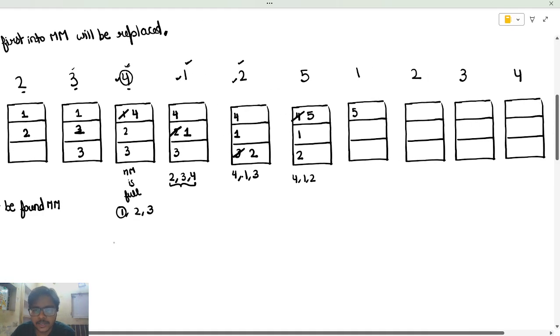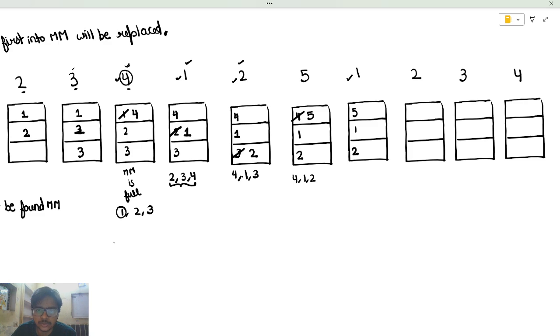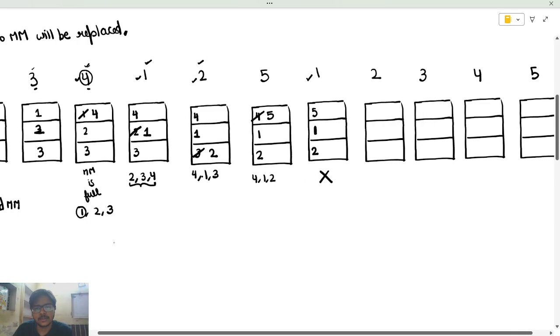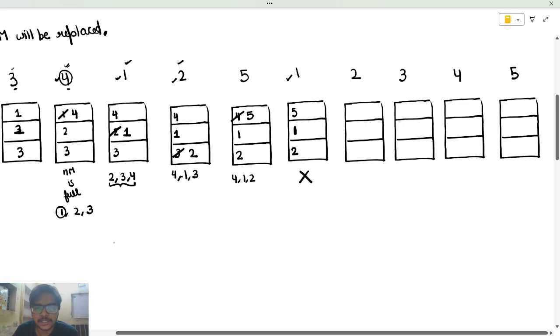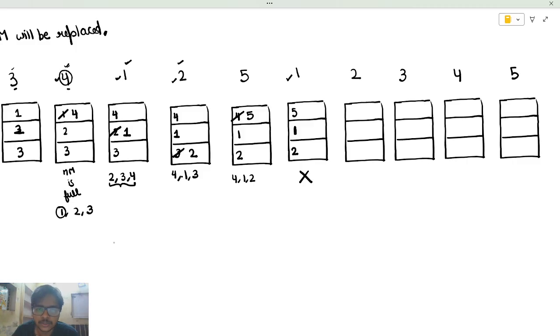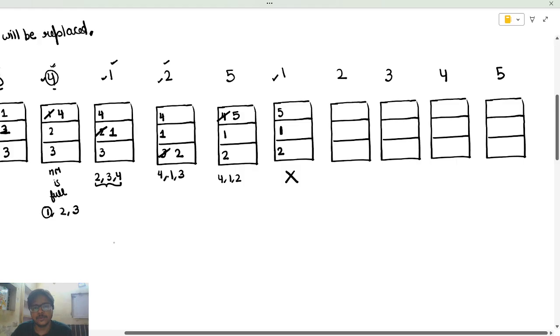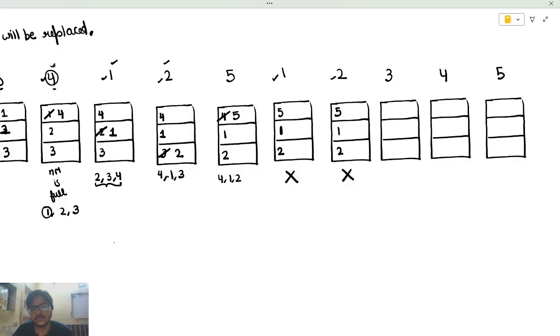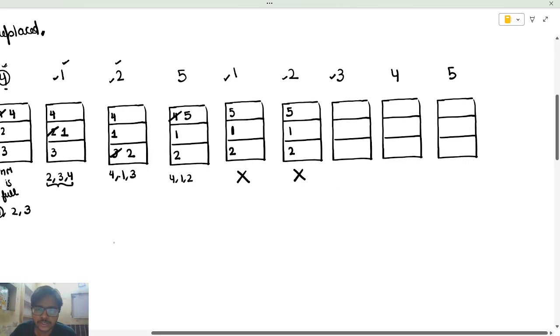Now what is the scenario? 5, 1, 2. Now the CPU requested 1. 1 is already present in the main memory, so now no page fault happens. No page fault. That means there is no need to bring the page from secondary memory to main memory because the page is already present. Now the CPU requested 2. The current scenario is 5, 1, 2. So 2 was already present. No page fault. Now the CPU requested 3.